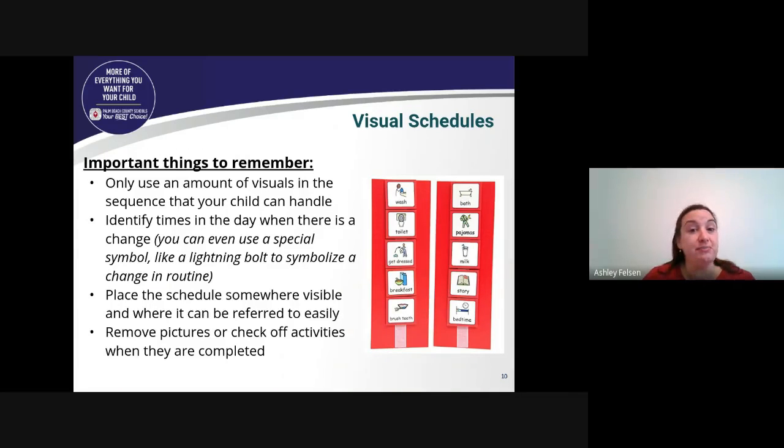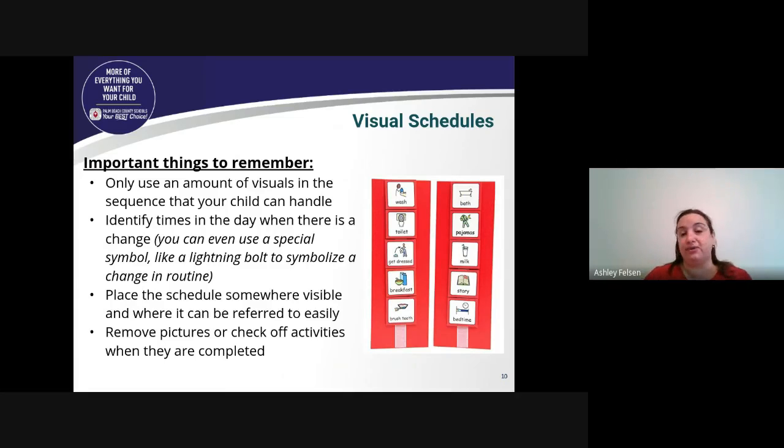Some important things to remember when you're using visual schedules: you only want to use an amount of visuals in a sequence that your child can handle. So some children may only be able to handle up to 5 pictures. You don't want to give them an entire list of the entire day if there's 20 things on there. That will overwhelm them. You always want to use schedules either going left to right or up top to bottom. And you can always use the morning on one side and then flip it and put the afternoon on the back. Make sure you identify times in the day when there's a change.